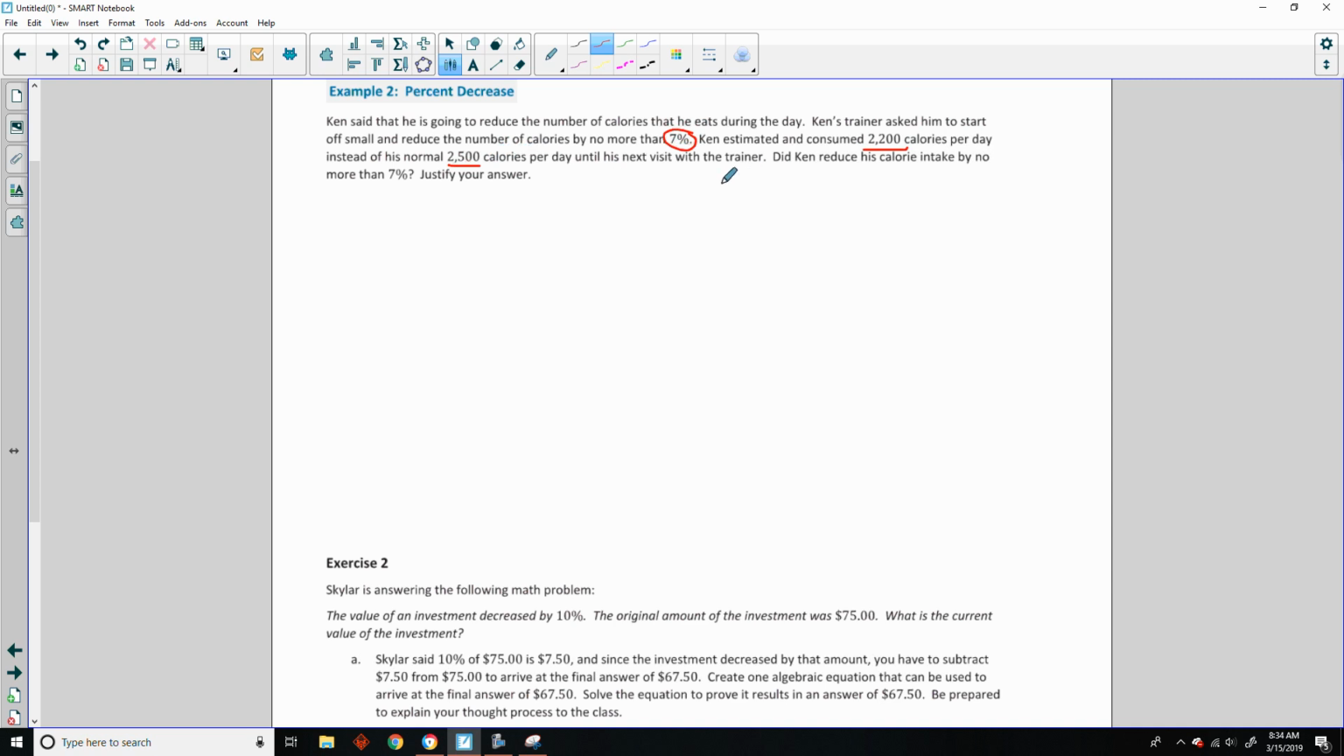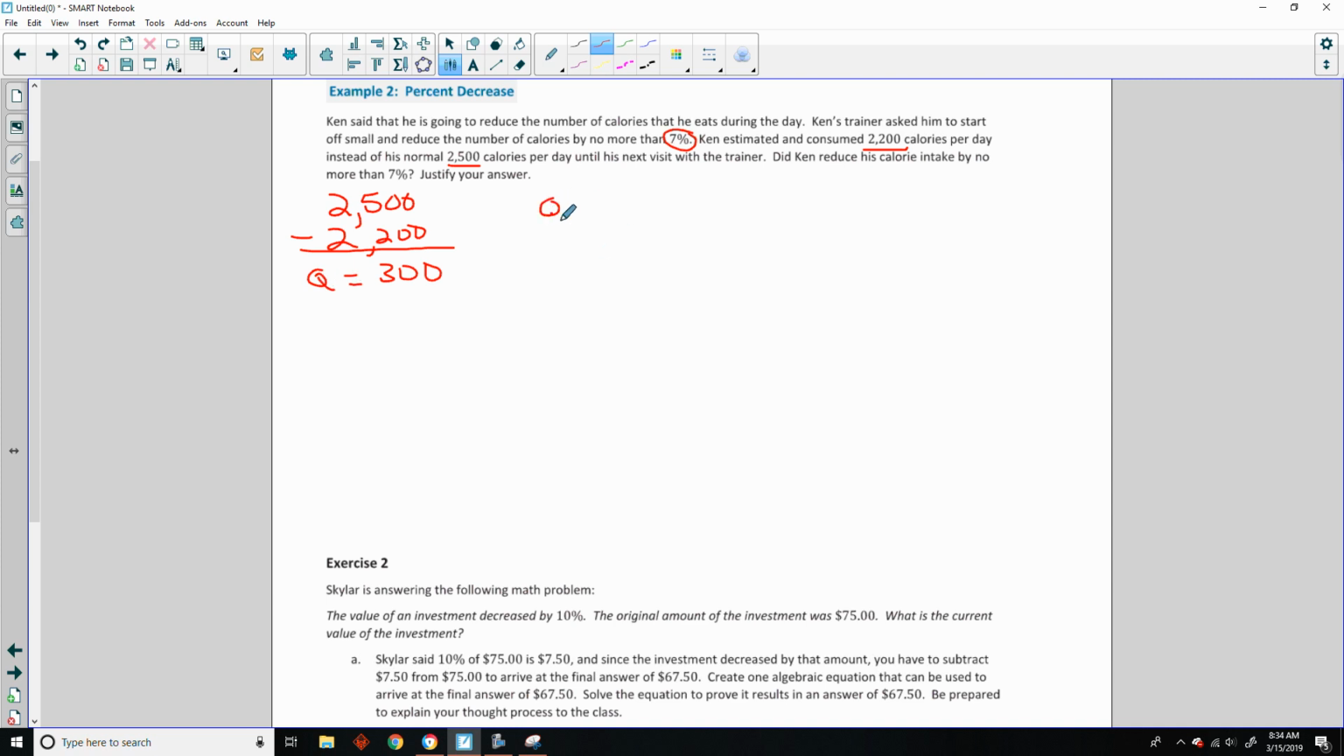Okay, so how much did he reduce? So the first thing I want to know is how much he reduced. So he started out with 2,500 calories. He then consumed 2,200 calories instead of the 2,500. And when I subtract that difference, he reduced his caloric intake by 300 calories. So that is our quantity. So that's going to be our Q.